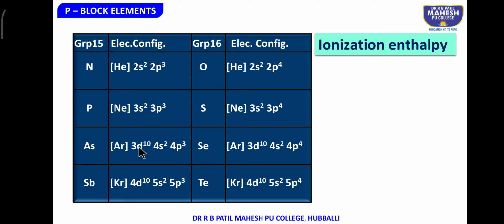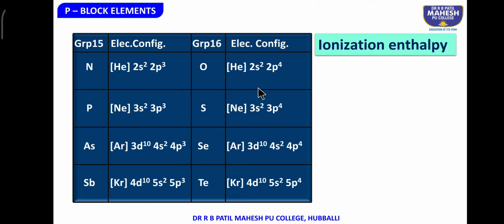So what could be the reason for this? The reason is very simple. Group 15 elements have half-filled p orbitals in the outermost valence shell. They get extra stability. Removing an electron from them is going to be a little more difficult. Hence, their ionization enthalpy is more than that of the group 16 elements in the periodic table.